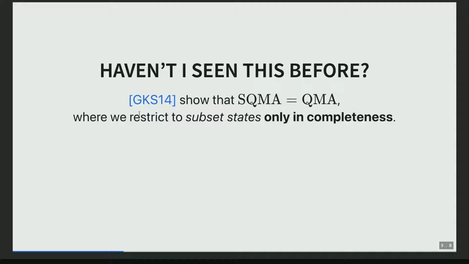Because in the no case of SQMA, they're resistant against all quantum proofs. Whereas in these other types of complexity classes I've been showing you, the restriction is two-sided. We're only resistant against a certain class of quantum proofs.